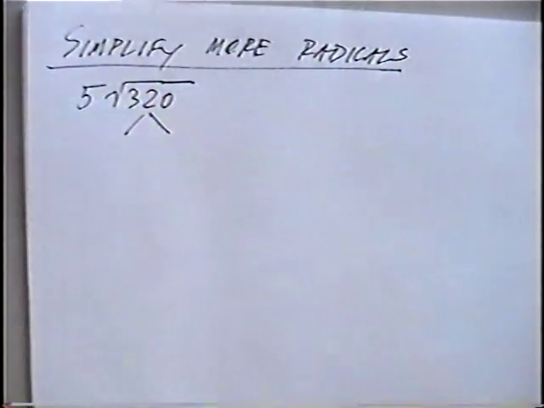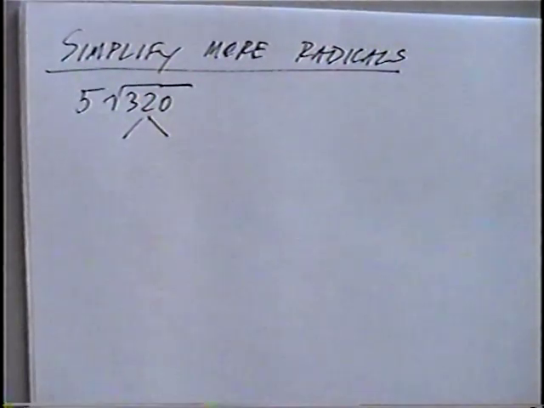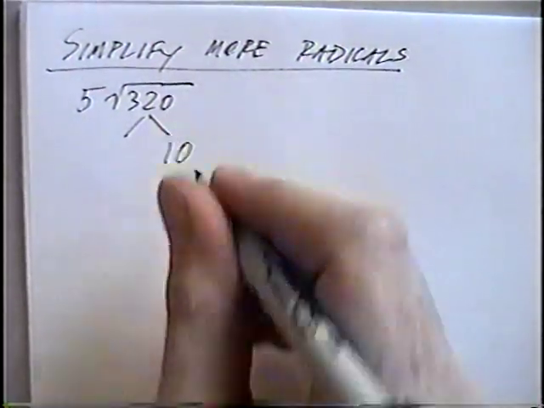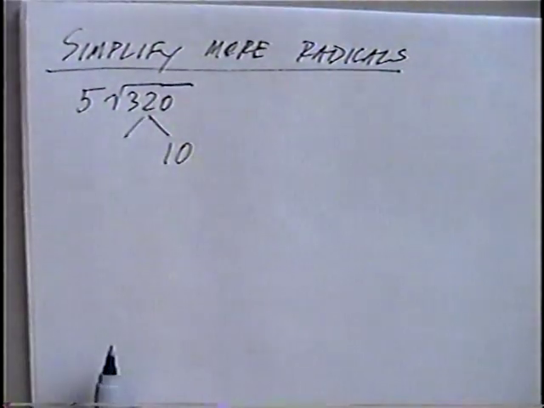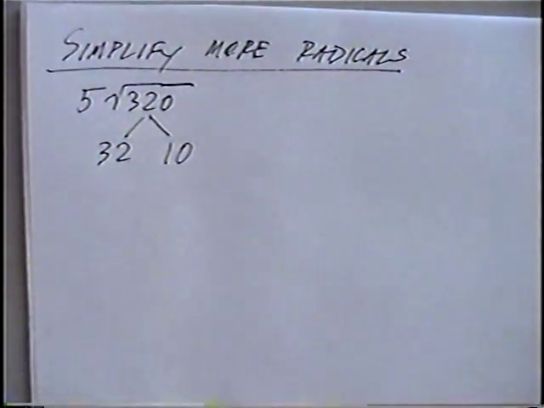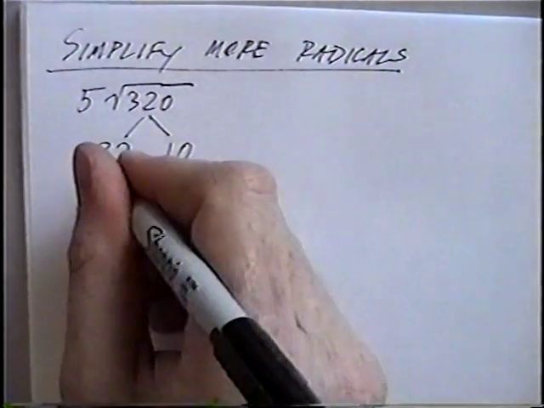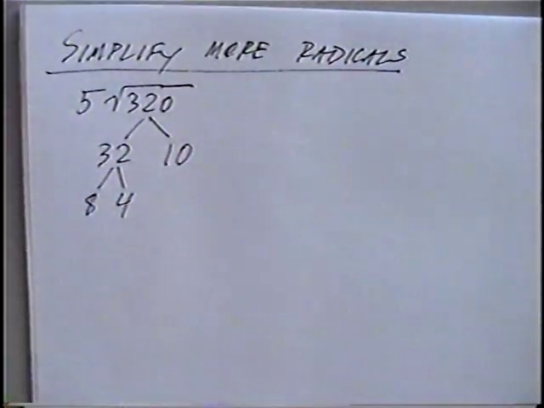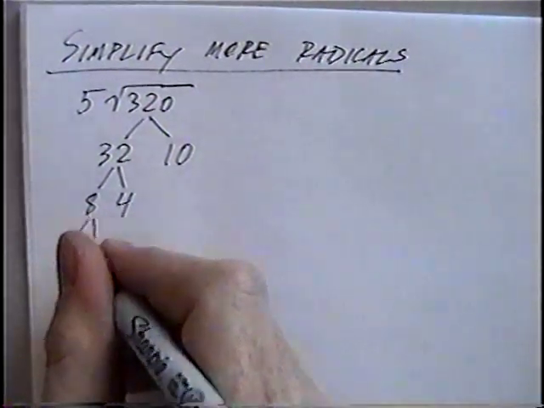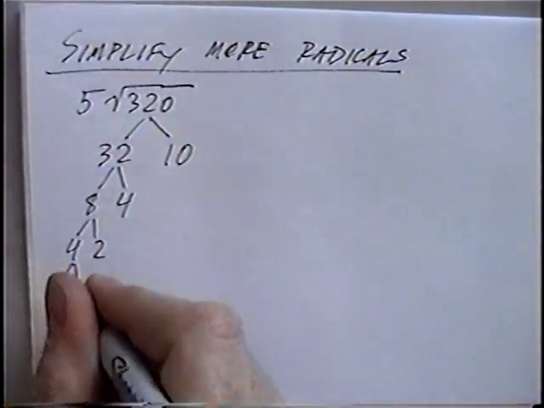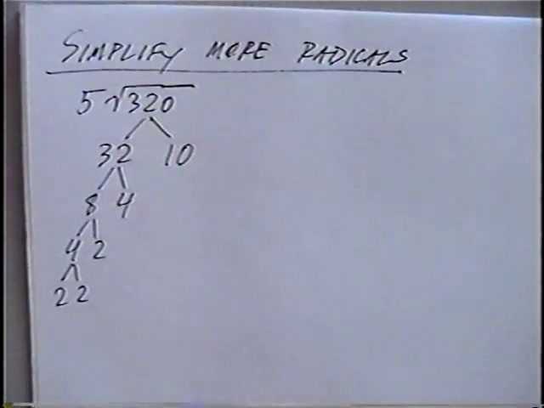320 inside the radical, we can do a factor tree for. Anytime a number ends in 0, it means it's 10 times some number. For 320, in this case, it would be 32 times 10. The 32 we can factor. We could use 8 times 4. The 8 we can factor. We can use 4 times 2. And the 4 we can factor, which would be 2 times 2.